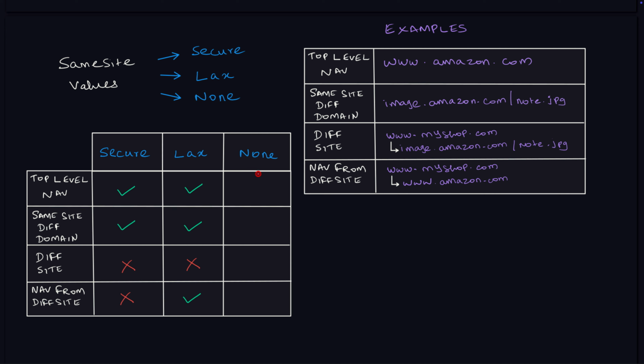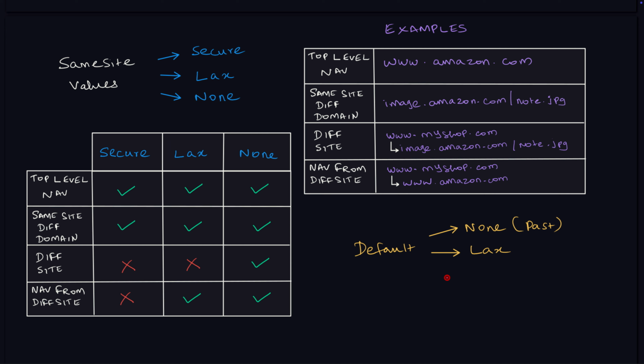Okay. And the final one is none. This is where we don't have any restrictions on sending the cookie. So the cookie will be sent in all 4 of these scenarios. None is not recommended for any scenarios. Normally we'll either choose strict or lax. Lax is more common nowadays. In terms of the default values, in the past, none used to be the default value, but it is not the case anymore. The default value on modern browsers now is lax.